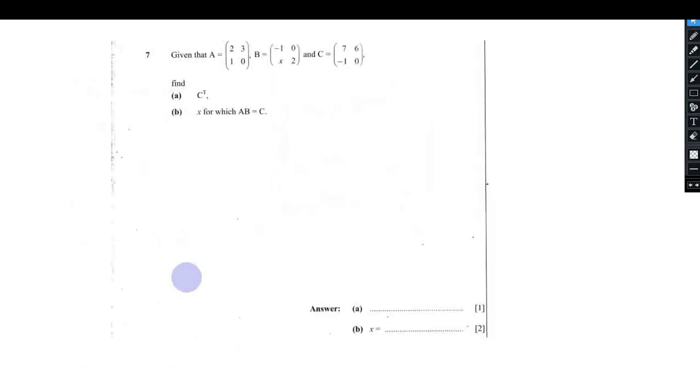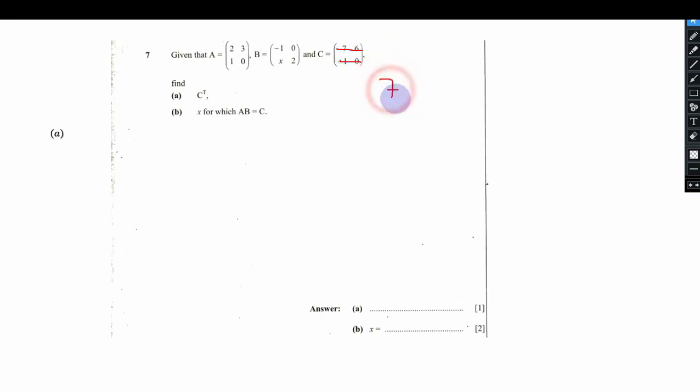We go to question number 7. Given that A is equal to 2, 3, 1, 0, matrix B is equal to negative 1, 0, x2, matrix C is equal to 7, 6, negative 1, and 0, find C transpose. To transpose a matrix simply means you are changing the rows into columns or columns into rows. So here we will need to change the rows. This is a row and this is another row. So that row, we'll need to change this first row into a column.